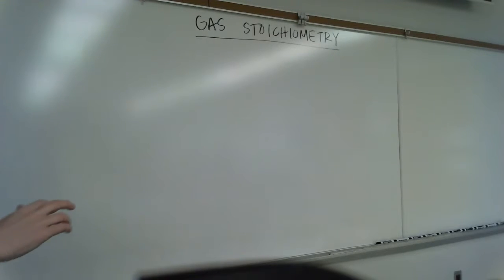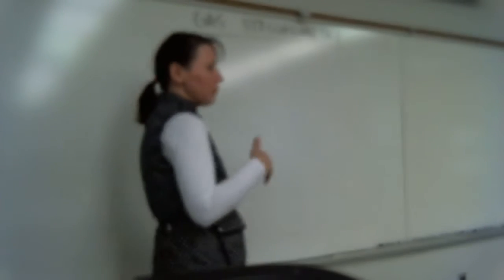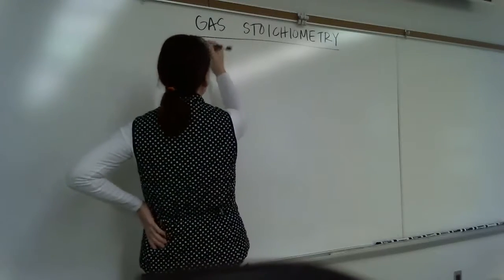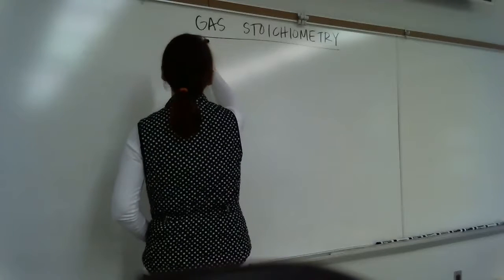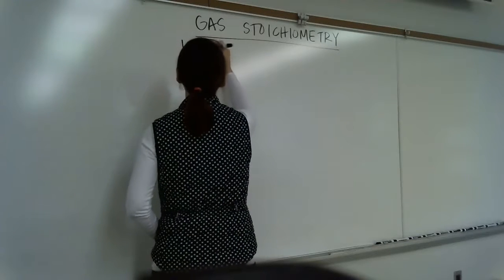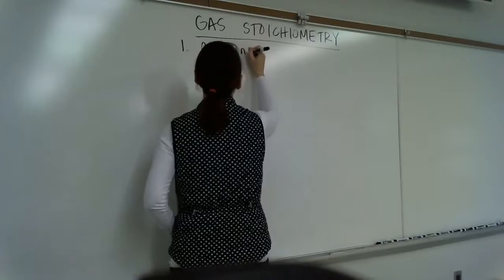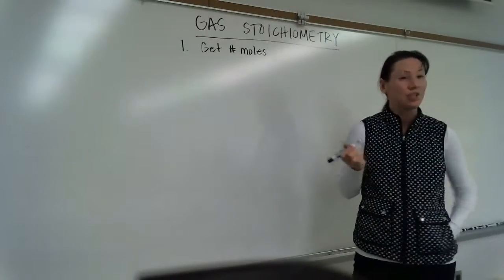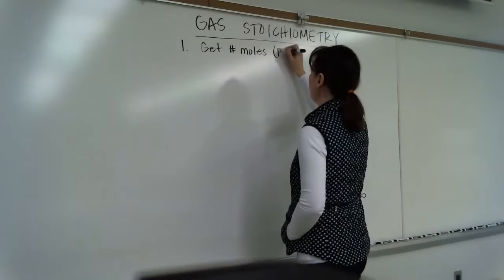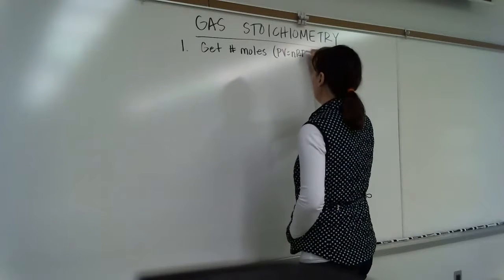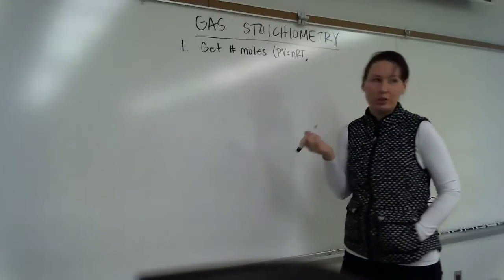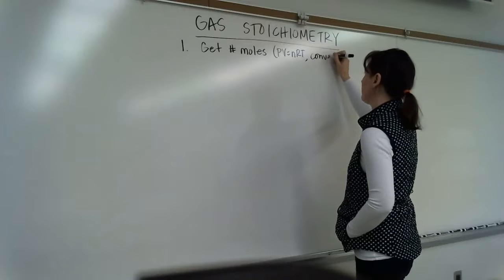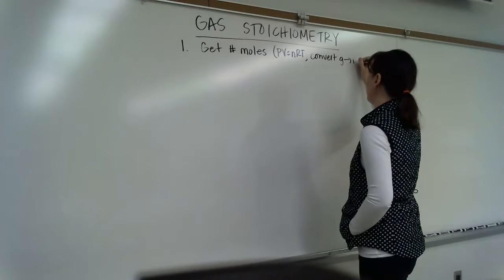All right, so today we're going to be talking about gas stoichiometry, and it doesn't really differ a whole lot from regular stoichiometry. Anytime you can get moles, you can do stoichiometry, right? So the first step is get the number of moles, somehow. Either use the ideal gas law, PV equals nRT, or maybe I give you the mass in grams, and then you would convert grams to moles. Those are the two most common ways to get number of moles.